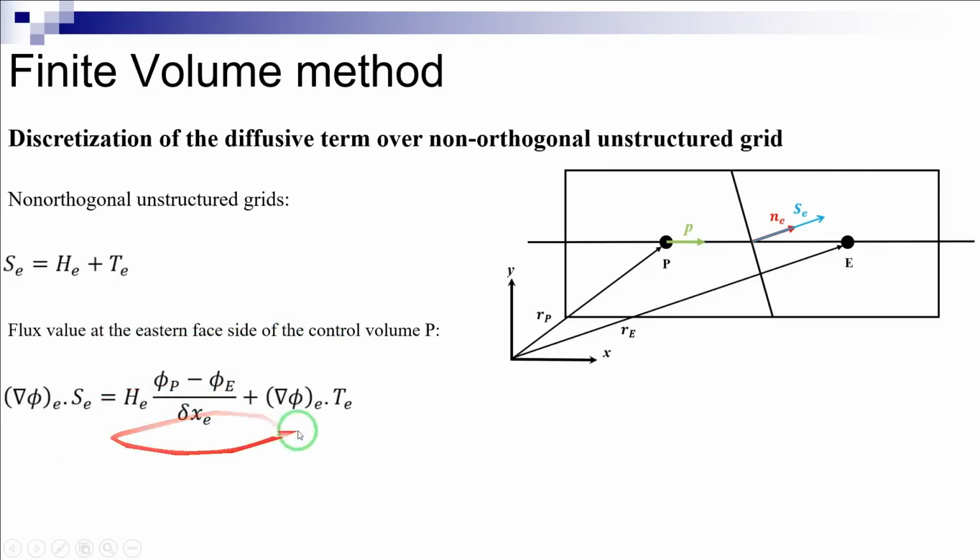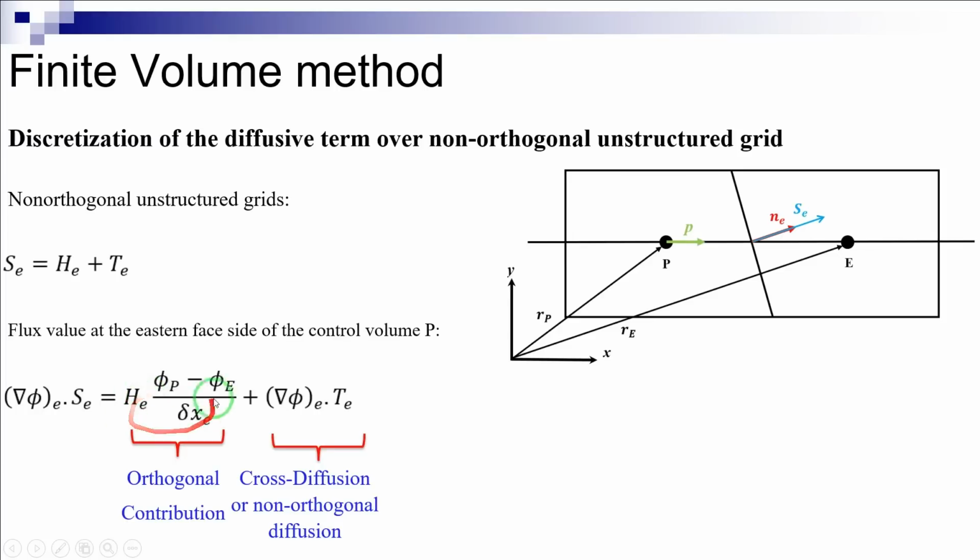The first term on the right hand side is similar to the expression obtained for the orthogonal grids involving the nodal values phi P and phi E, while the second term on the right hand side is called cross diffusion or non-orthogonal diffusion and is due to the non-orthogonality of the grid.